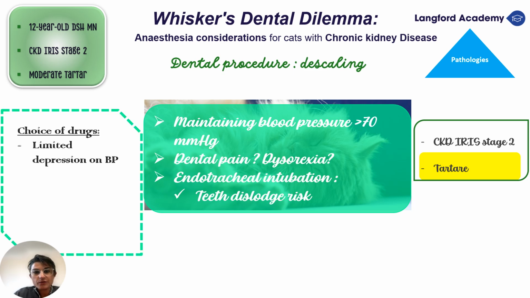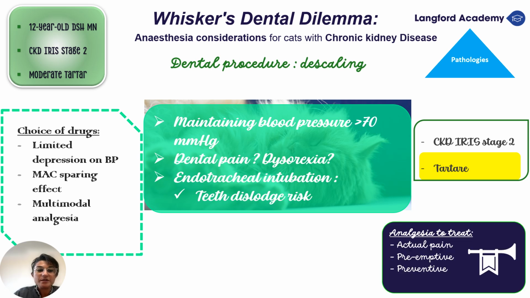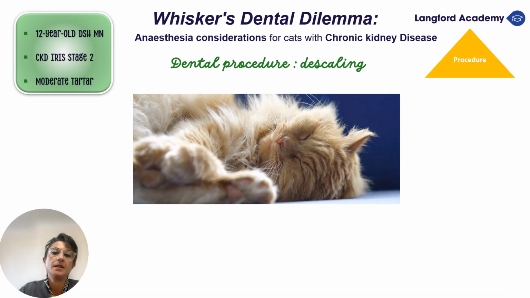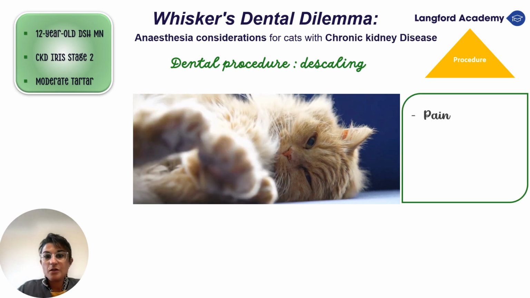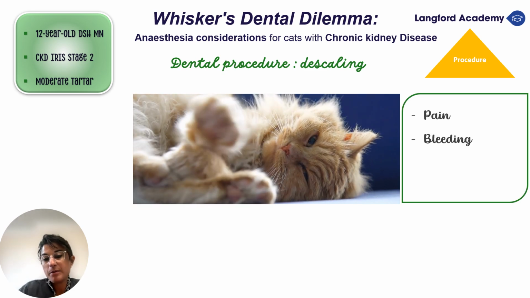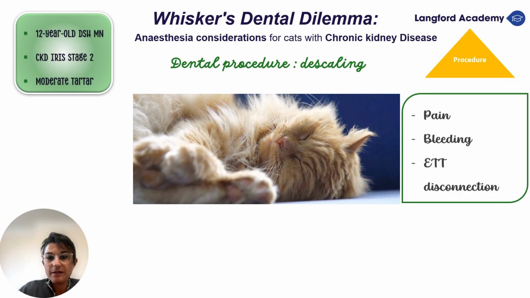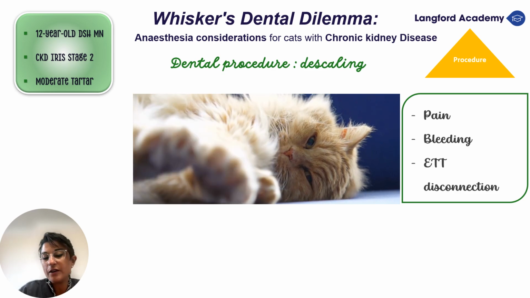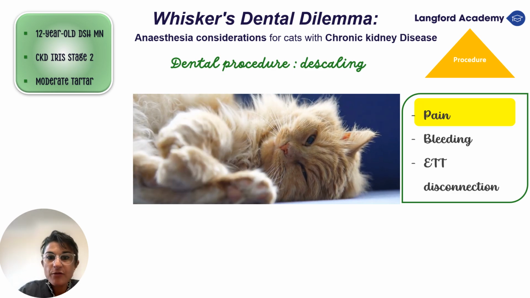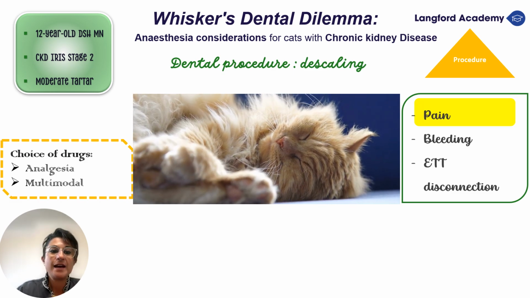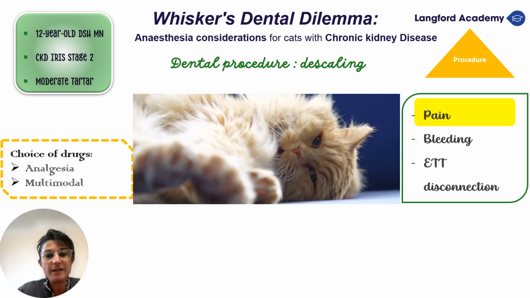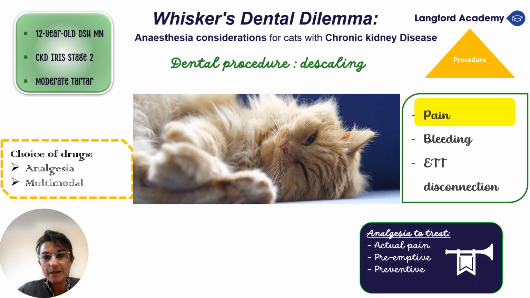When you talk about choice of drugs, you need to give drugs that limit the depression of the blood pressure, use the maximum effect of the drugs, and obviously multimodal analgesia. As I said before, analgesia is about treating actual pain, but also preemptively and preventively. So let's think about the procedure. The procedure again might be painful, there might be a bit of bleeding, and there might be disconnection of the ET tube. For the last two, you can't do much apart from being prepared. But for pain, you can preempt it. And again, the choice of drugs should be directed by using multimodal analgesia.